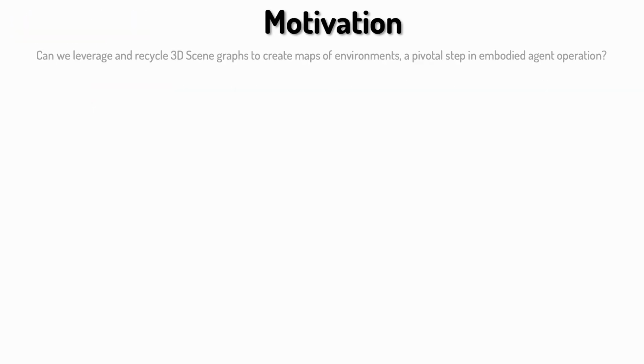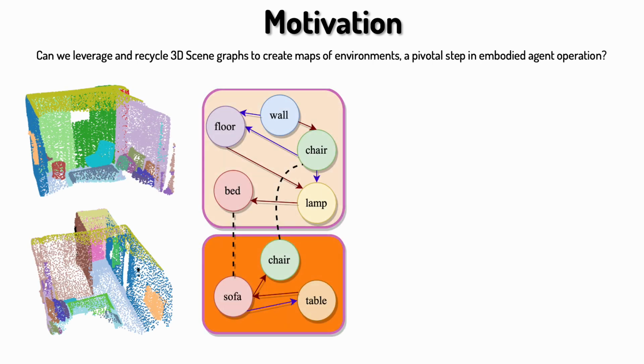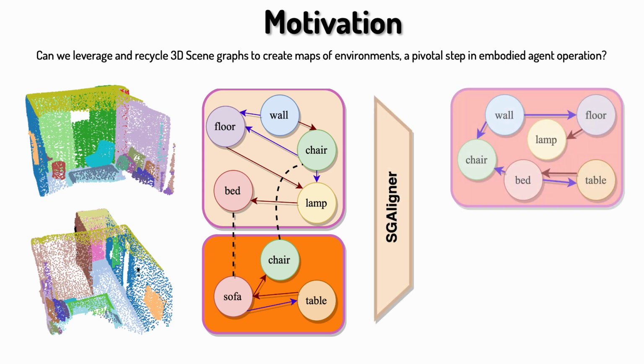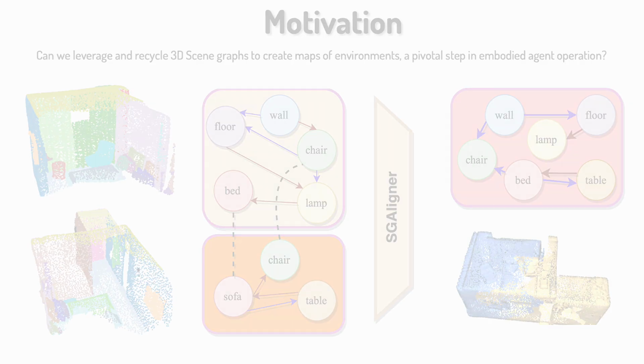With their increased use in solving downstream tasks, can we leverage and recycle 3D scene graphs for creating 3D maps of environments? We focus on the fundamental problem of aligning pairs of 3D scene graphs whose overlap can range from zero to partial and can contain arbitrary changes.